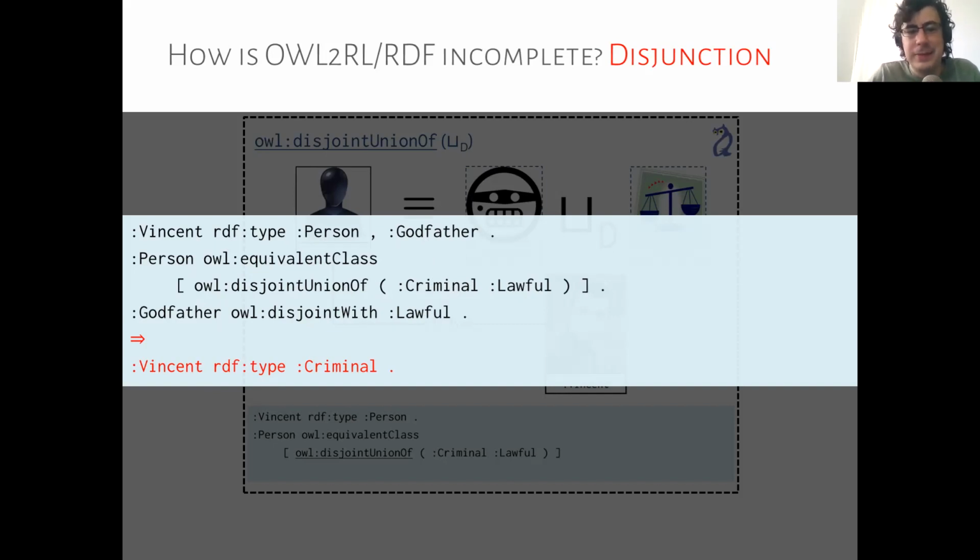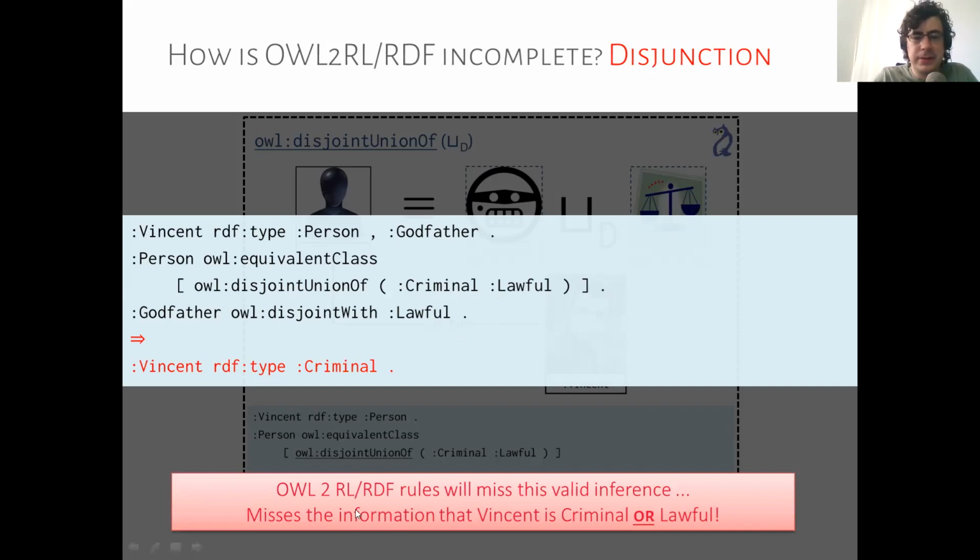We won't get this entailment because we have to be able to model or understand that Vincent must be either criminal or lawful here, which we never write down. So we don't get this entailment from these rules. So these rules will miss this valid inference because it misses the information that Vincent is criminal or lawful. It doesn't consider that. It just sort of ignores that.